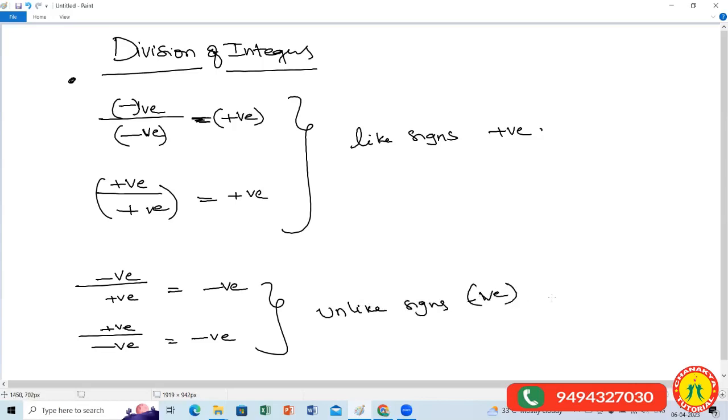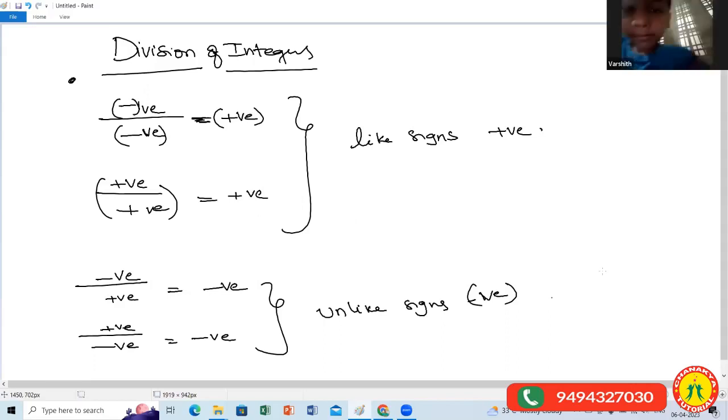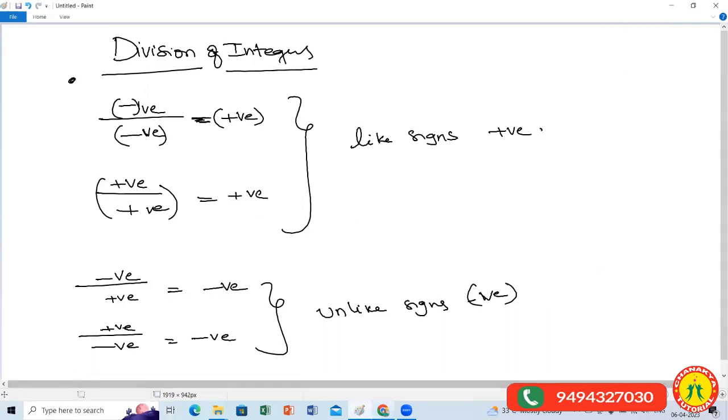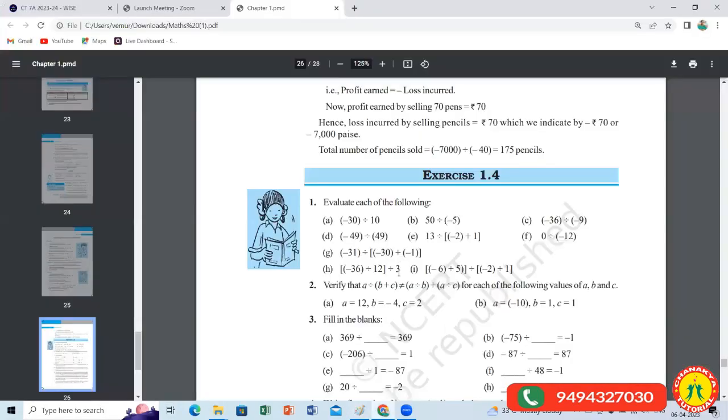That's all. This is the base point, children. This is our basic to do the sums. Once base point is thorough with you, we can move to the next. Let me go with our exercise part. Now, everyone, both of you share the questions and you can do it, children.